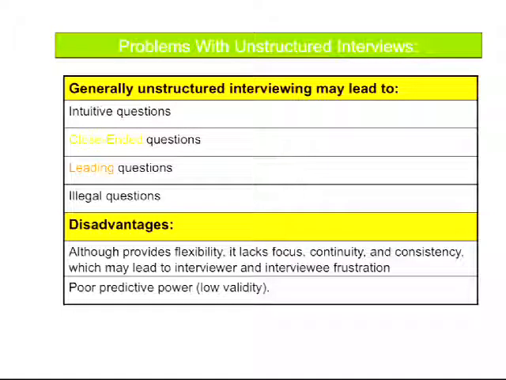So in your exercises for developing interview questions, you need to ask the question and answer it yourself to see if you can answer it with yes or no, or one word. That would be a close-ended question. We try to avoid it because that doesn't give us anything more about the candidate.